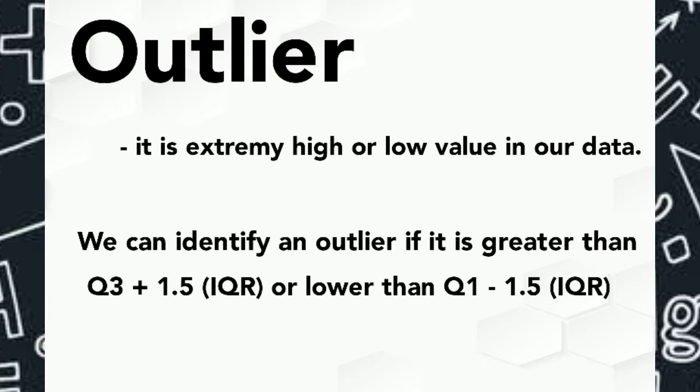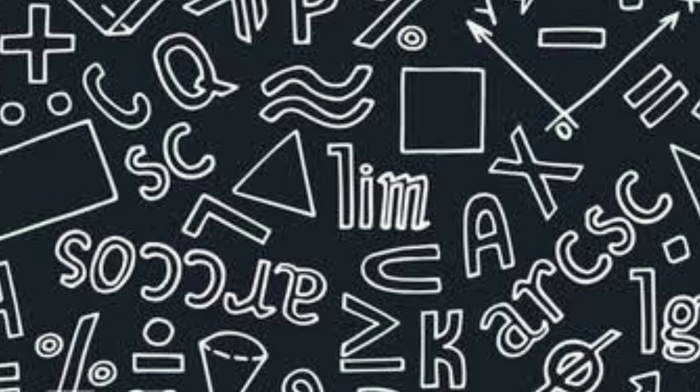We can identify an outlier if it's greater than Q3 plus 1.5 multiplied by the interquartile range, or lower than Q1 minus 1.5 multiplied by the interquartile range. So let's have an example and see how this works.